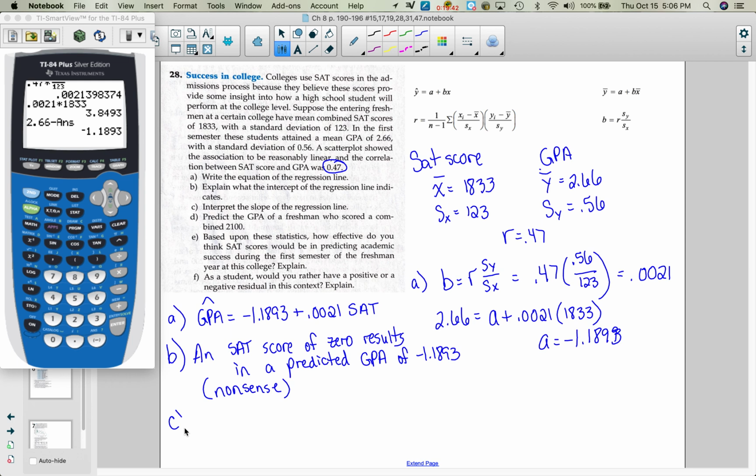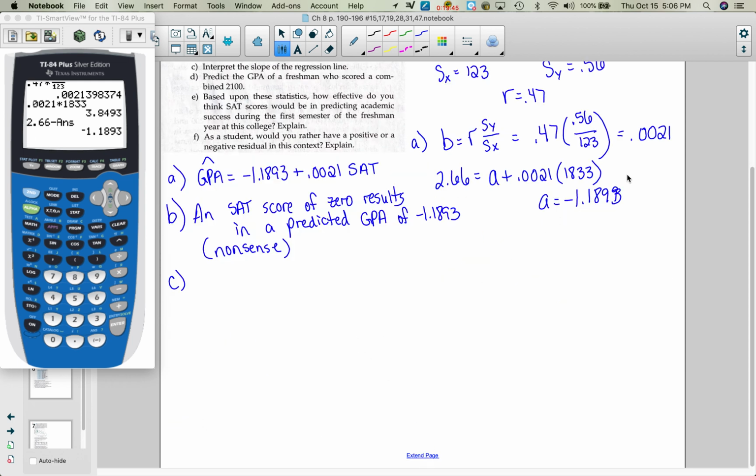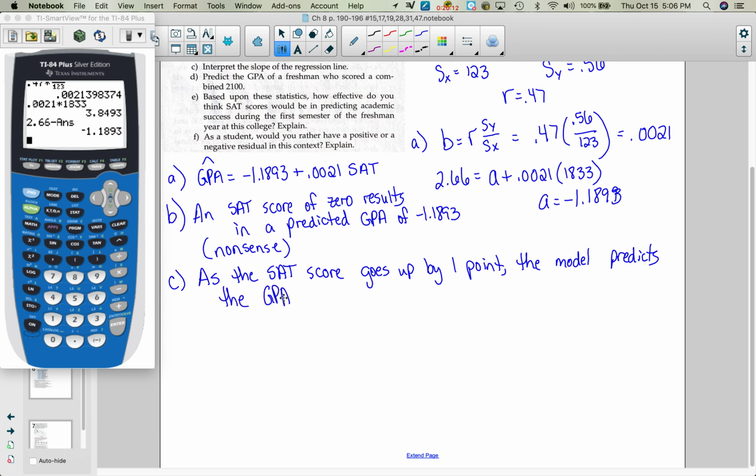Interpret the slope of the regression line. Okay, well, we should be getting better at this. So as the SAT score goes up by 1 point, the model predicts the GPA will increase about 0.0021 grade points.